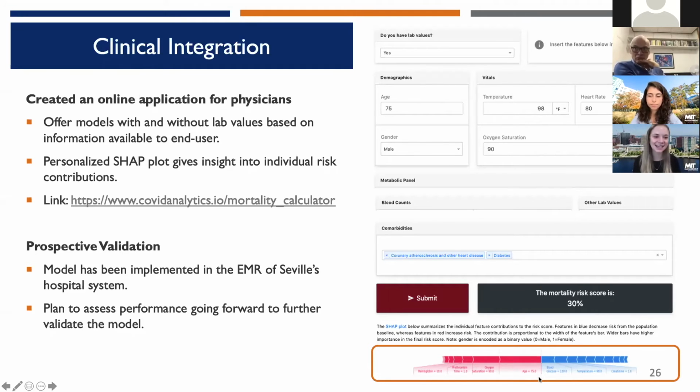In the months since we've developed this tool, the model has been implemented in the electronic medical record of our Seville partner institution, which is involved in a network that serves almost 7 million patients throughout the Andalusian region. Our tool is now being prospectively validated at these sites, and so hopefully as we continue through the fall and into the winter, we'll be able to continue this validation to get more insight into the model.